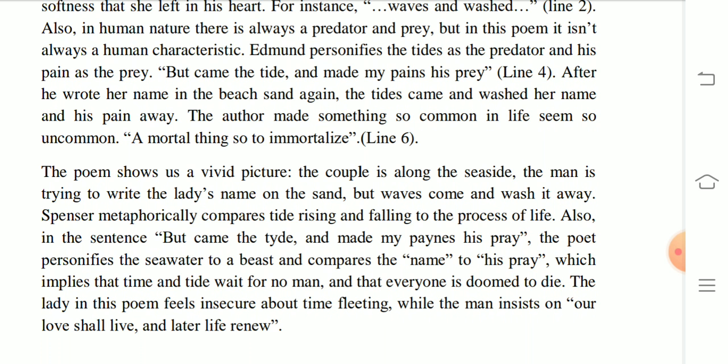Also in the line, but came the tide and made my pains his prey, the poet personifies the sea water as a beast and compares the name to his prey, which implies that time and tide wait for no man and that everyone is doomed to die. The lady in this poem feels insecure about time fleeting, while the man insists on our love shall live and later life renew. This is all about the poem, One Day I Wrote Her Name upon the Strand.